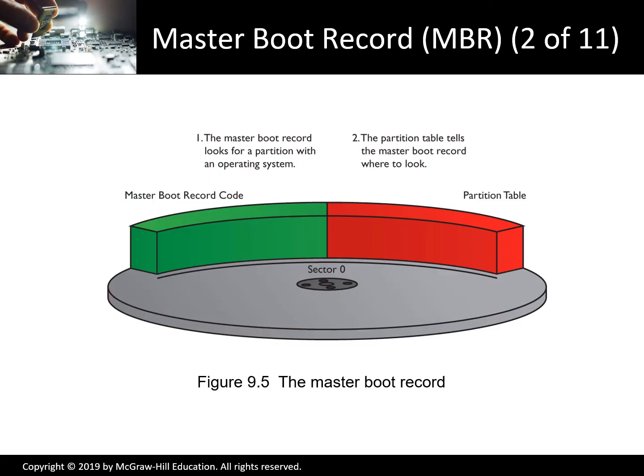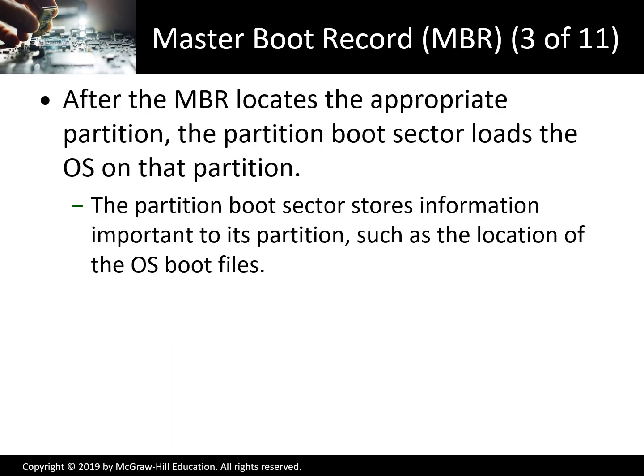Here we go. Now, it's not coincidental that all of this is located on the outside of the platter. Good news, bad news. It moves faster. You can read it faster. However, it's usually where the damage will occur. So the master boot record looks for a partition. The partition tells the master boot record where to look. Then, after the MBR locates the appropriate partition, the partition boot sector loads the operating system onto the partition. Cool.